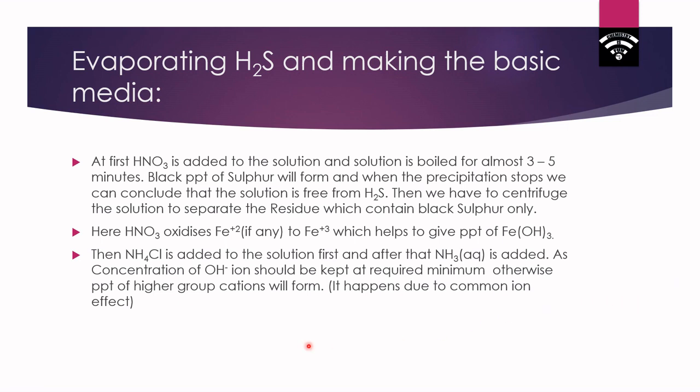For making the basic media, at first we add ammonium chloride salt to the solution and then ammonia is added to it. Ammonium chloride is a strong electrolyte and dissociates completely in the solution, making a high concentration of ammonium ion. After that we add ammonia to the solution, and because of the common ion effect there is a lower concentration of OH minus ion. We want to keep the concentration of OH minus at the required minimum, otherwise we will find some precipitation of higher groups, which is not necessary here.